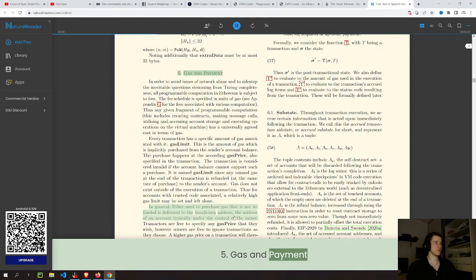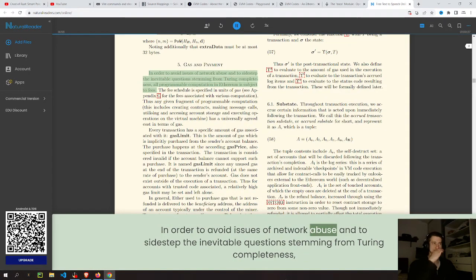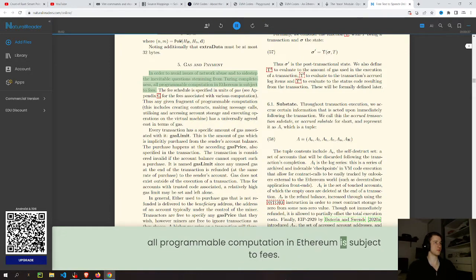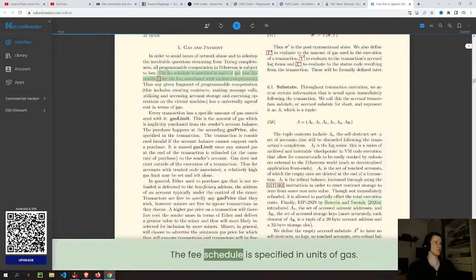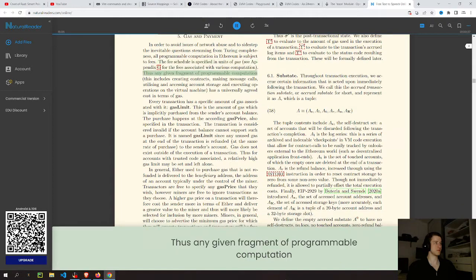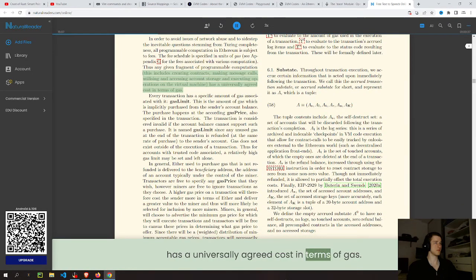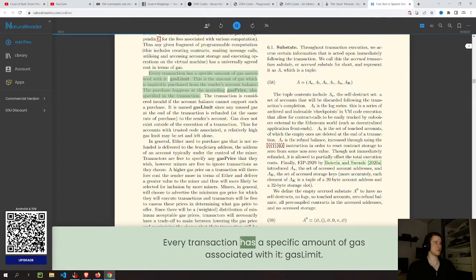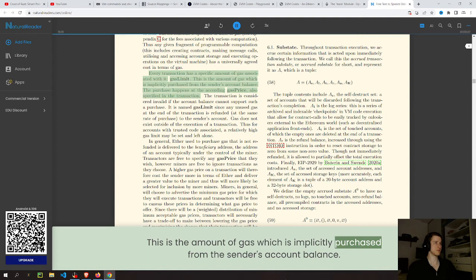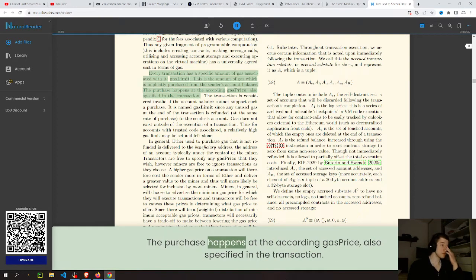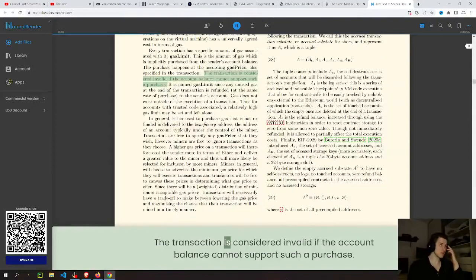5. Gas and payment. In order to avoid issues of network abuse and to sidestep the inevitable questions stemming from Turing completeness, all programmable computation in Ethereum is subject to fees. The fee schedule is specified in units of gas. Thus any given fragment of programmable computation has a universally agreed cost in terms of gas. Every transaction has a specific amount of gas associated with it, gas limit. This is the amount of gas which is implicitly purchased from the sender's account balance. The purchase happens at the according gas price, also specified in the transaction. The transaction is considered invalid if the account balance cannot support such a purchase.